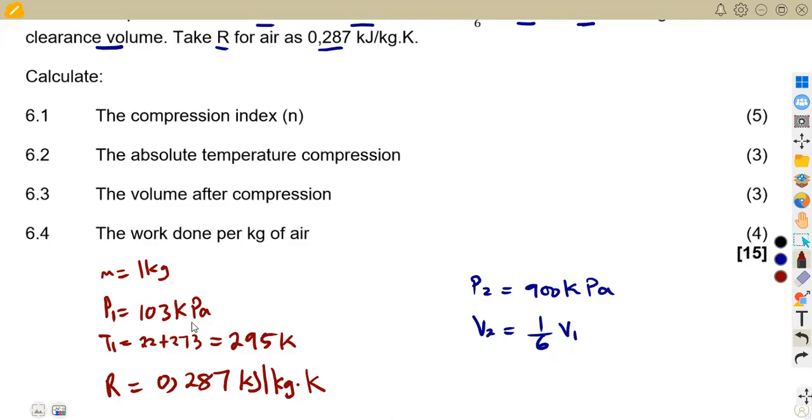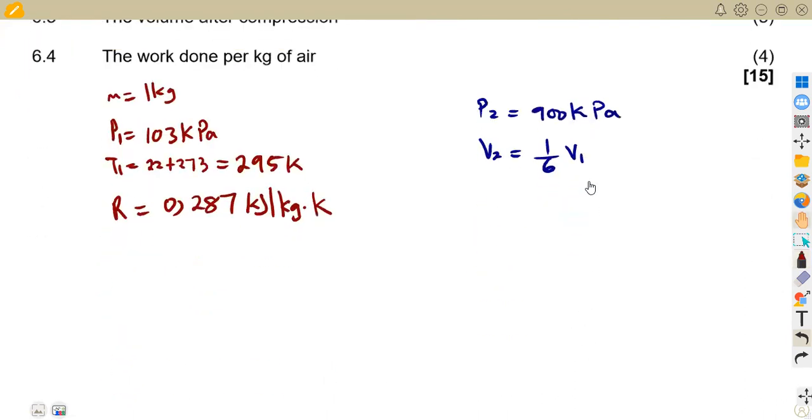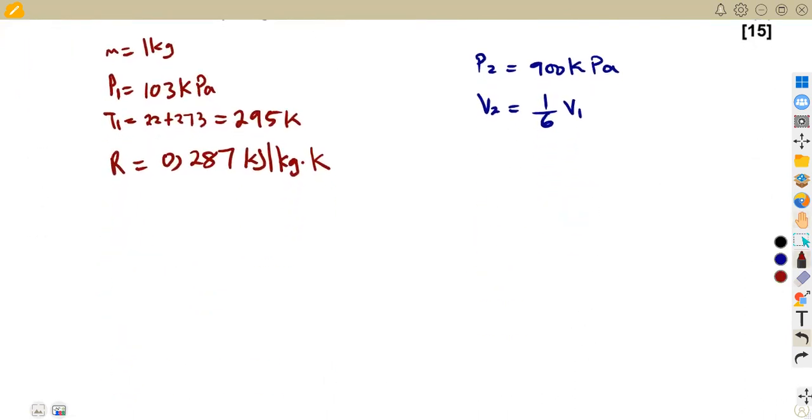Then the question is, calculate the compression index, and we are not given the compression index. Remember, this is given by the law PV to the exponent of n is equal to C. So we are supposed to calculate the n there. Like I always say, it's an application of your gases.